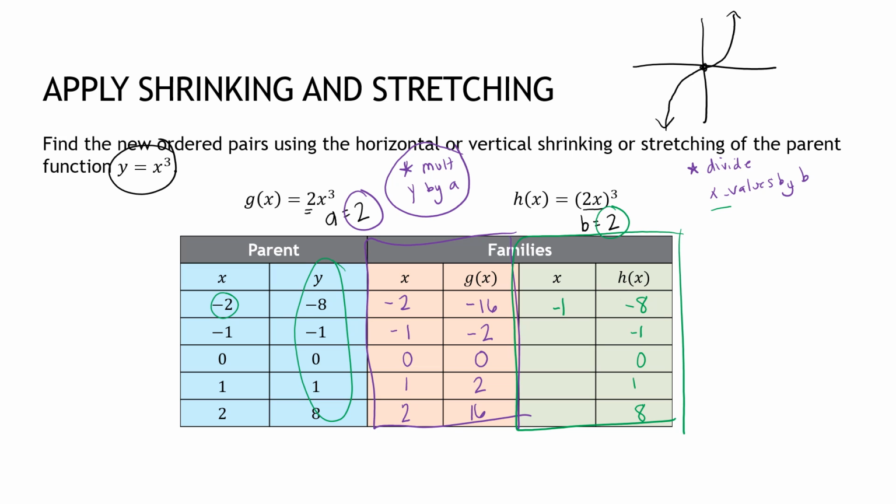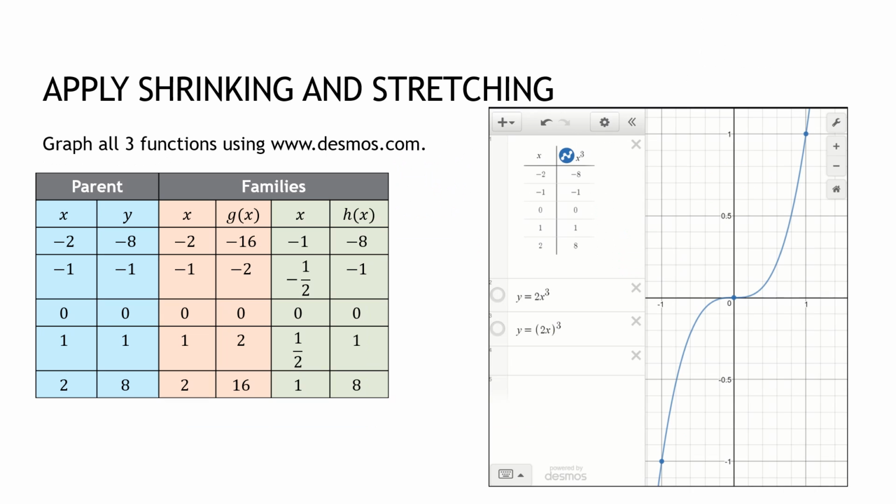Negative 1 divided by 2 is negative 1/2, which I could write as negative 0.5 if I'd rather. 0 divided by 2, 1 divided by 2, 2 divided by 2. So here are my transformations. Let's see if those make sense in Desmos.